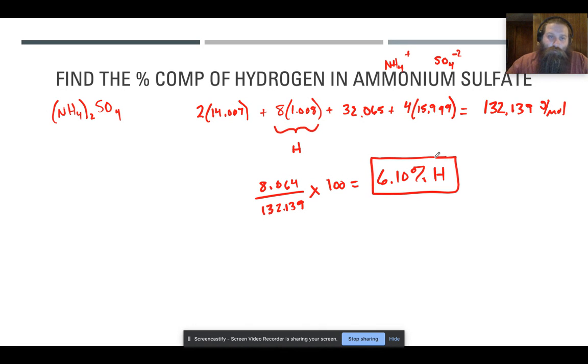Part over whole times 100 is how you do percent composition. Pay attention to the question. If it just asks you to find one specific element, then only find the one, right? Don't waste your time doing the extra. Move on to the next question.